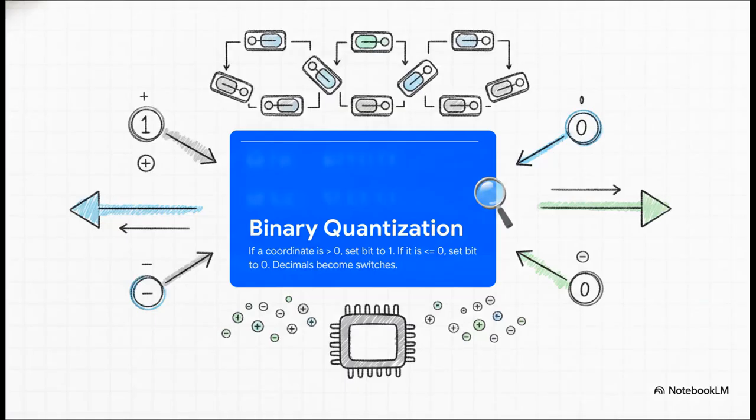So the crucial point is how it actually pulls this off. It achieves this massive reduction through a process called binary quantization. It's an elegantly simple threshold rule. If a floating point coordinate is strictly greater than 0, it becomes a 1. If the coordinate is 0 or negative, it becomes a 0. That's it. Complex decimals become simple on-off switches.